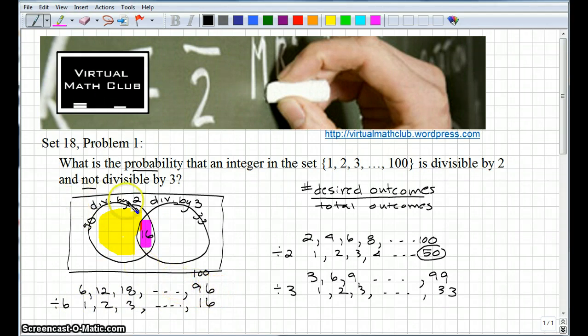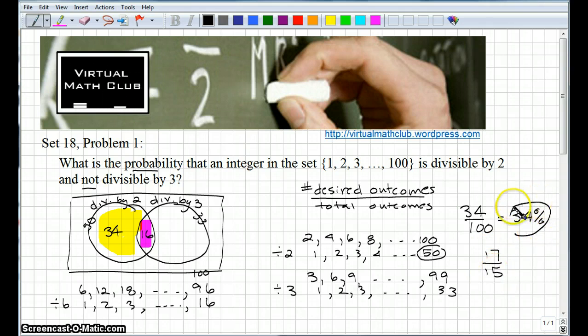So if we've got 50 total numbers that are divisible by 2 and 16 of them are divisible by 2 and 3, then the number that we're looking for over here is 34. So the number of numbers that are divisible by 2 but not 3 is 34. So our probability is 34 out of 100, which is 34%. You could write it as 34%, or you could write it as 17 out of 50.